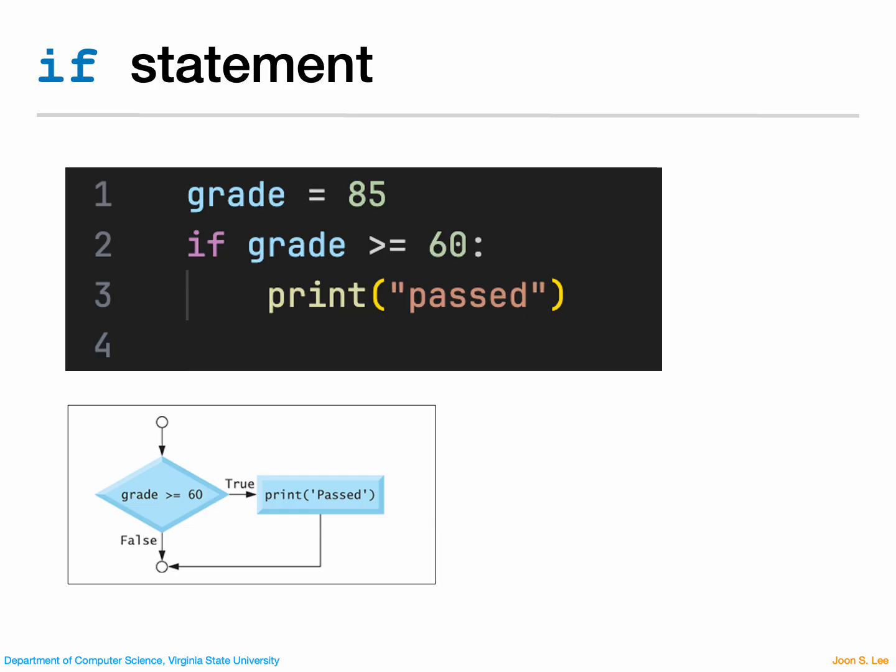Below you can see the same logic represented as a flowchart. The diamond shows the decision. Is the grade greater than or equal to 60? If the answer is true, the program prints passed. If the answer is false, the program simply skips over the print statement and ends. This shows how the flowchart and the code are connected. The same decision-making logic is just written in two different forms.